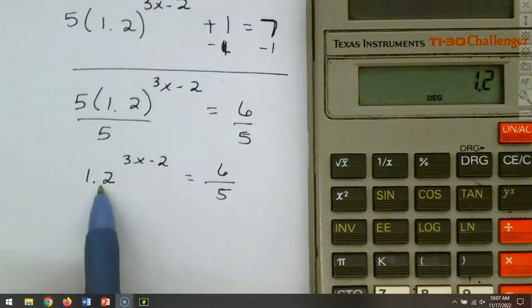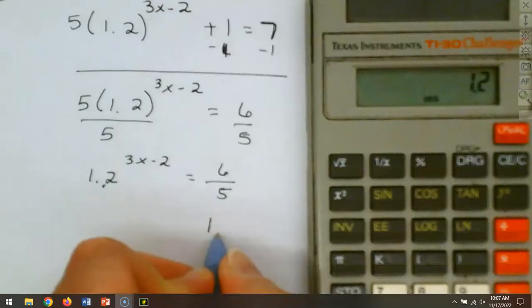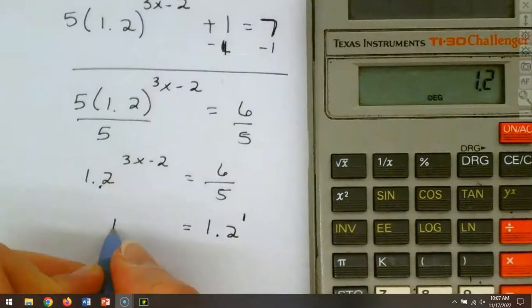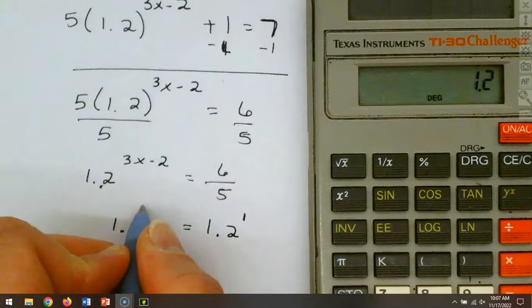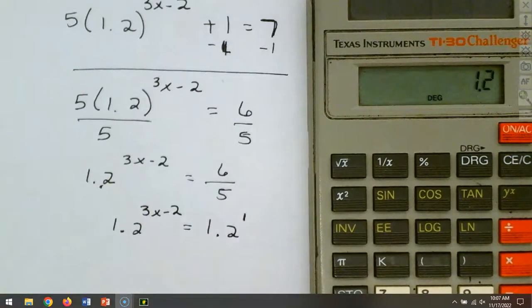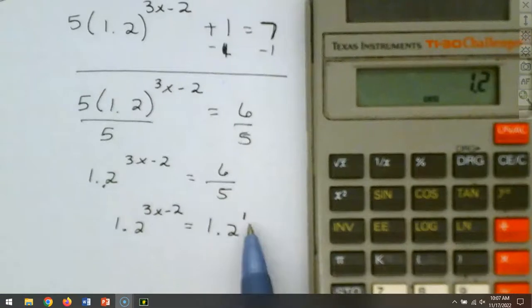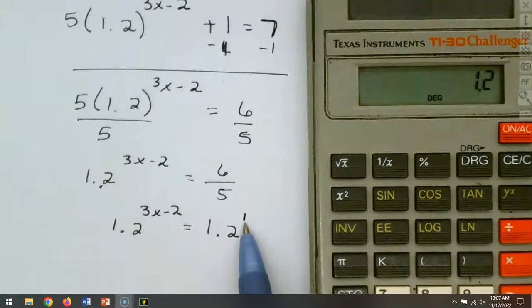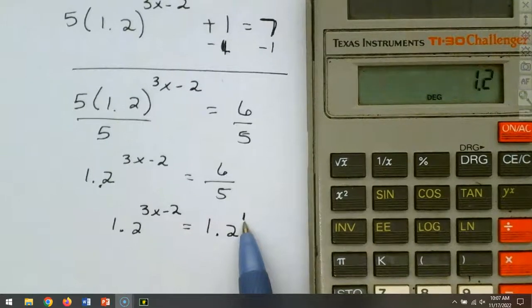Because this one is what? 1.2 for its base. Right? So if I divide that down, that's going to give you 1.2 to the first power equals 1.2 to the 3x minus 2 power. Is everyone okay with what I did there? Now, we normally don't write the 1 there, but it's always there. And we need that 1 because we're going to be solving this down.